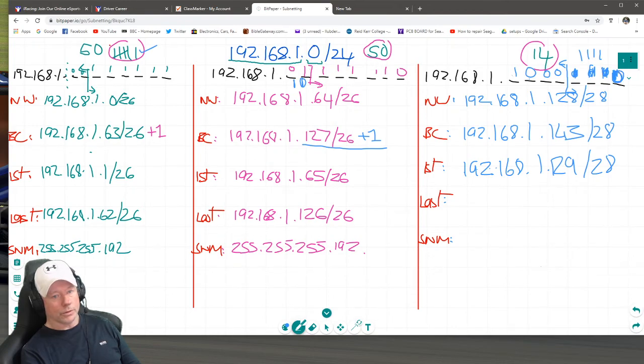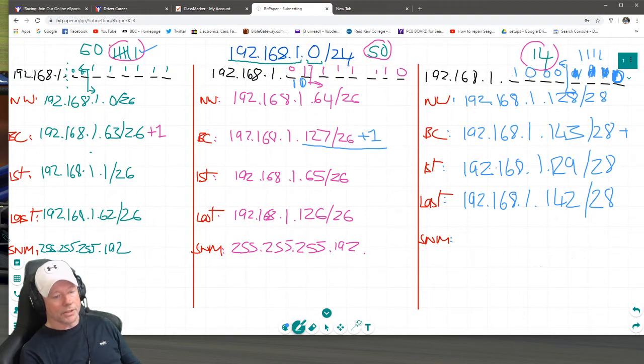So what's this 111? Remember that was 15, wasn't it? If we were all 1s, take it was 14. So it's 14 plus that 128 gives you 142, or just subtract 1 off of that. See, 142. 192.168.1.142/28. And the subnet mask will now change.